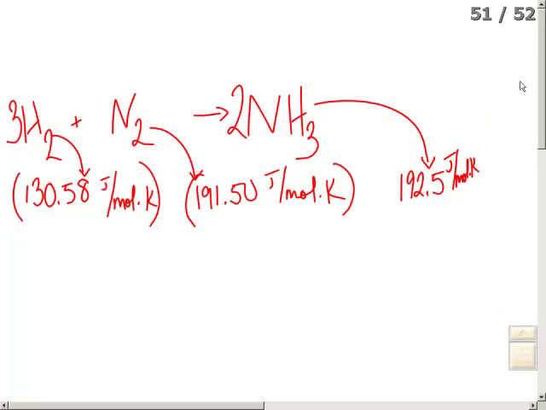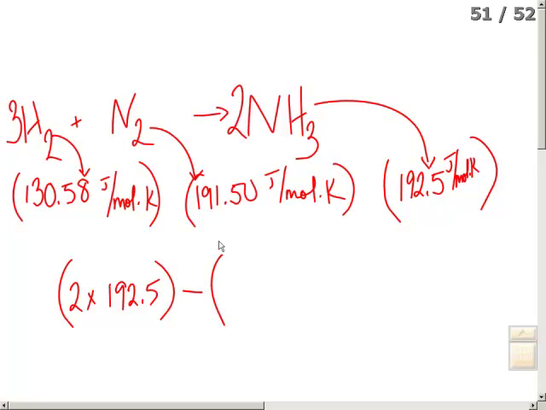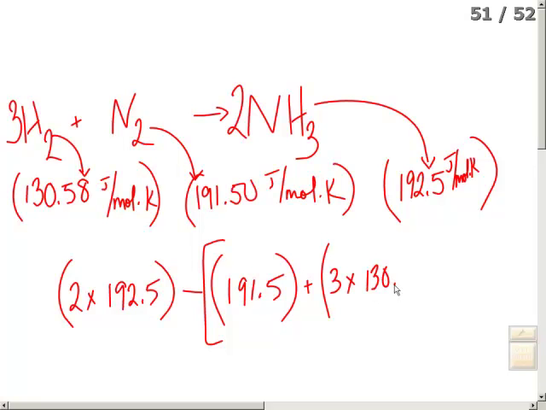Alright, so it's always products minus the reactants, and you have to take into consideration all of the molar values here. Okay, so your products, 2 times 192.5, that's a positive value, there's your products, minus. So here's where we've got to be careful, and I'm going to use an extra bracket because we have 2 reactants here. You only have 1 nitrogen, and it's a positive value, 191.5, and then we're going to add that to the molar coefficient of 3 times 130.58. Okay, I hope you see where I'm getting all of that.